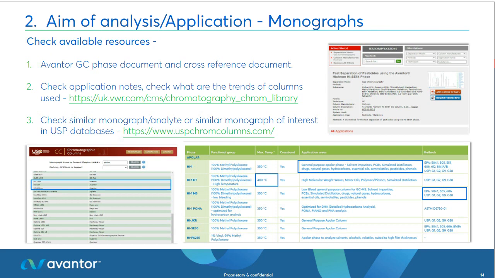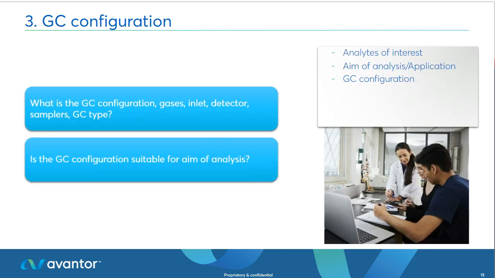When looking at the GC configuration, you need to check what type of gases, inlet, detector, samplers you're using, and then also what is the GC type, just to check its limitations and heating, etc. And then, is the configuration suitable for the analysis?